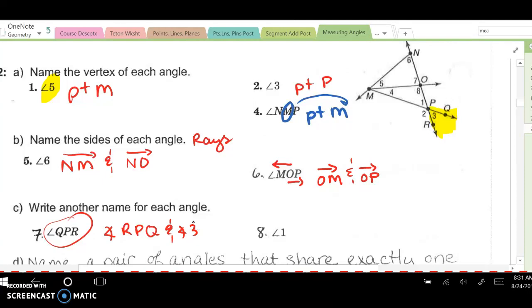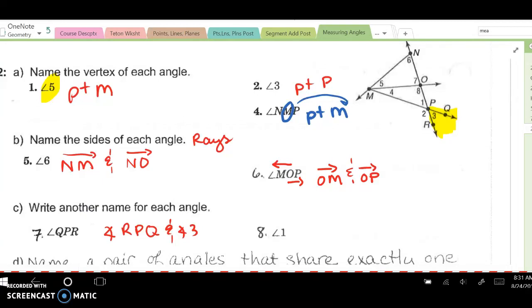Now, at this point, let's talk about what if I were to call this angle P? What would be wrong with trying to call this angle angle P? Well, it could be angle 1, it could be angle 2, or it could be angle 3, because all three of those have a vertex of P. So there's a catch on naming an angle by its vertex. You can name it by its vertex if it's the only angle that has that vertex. But if you have multiple angles that all have the vertex of P, probably not a good idea because then you're not going to know which angle P you're talking about. So let's not write angle P as an option.